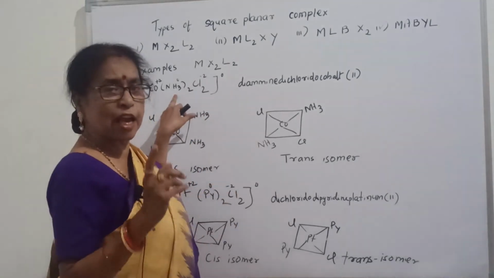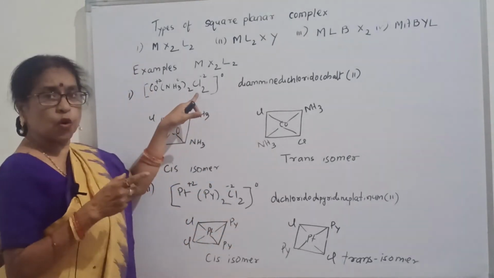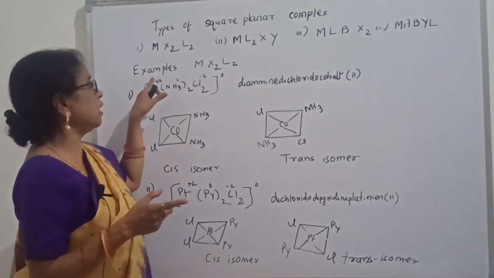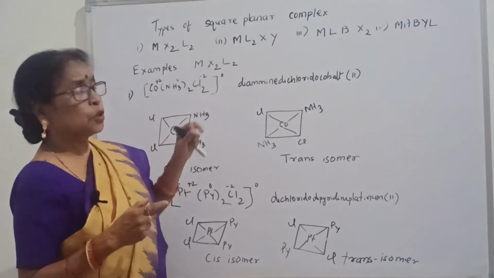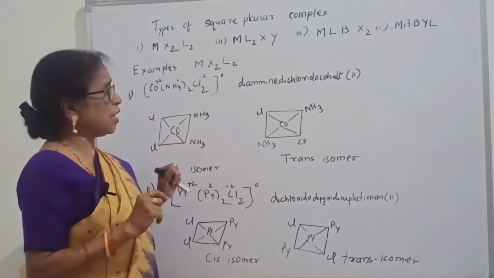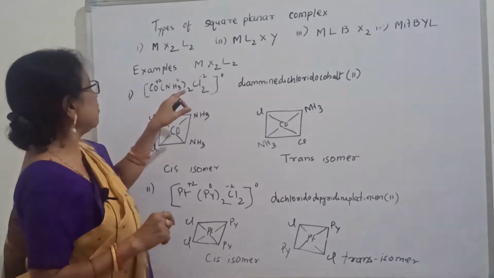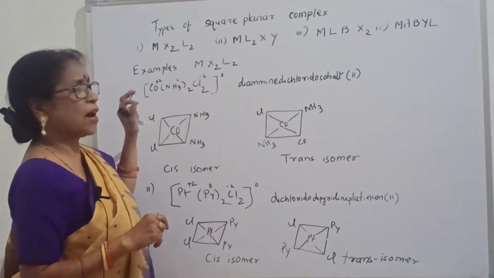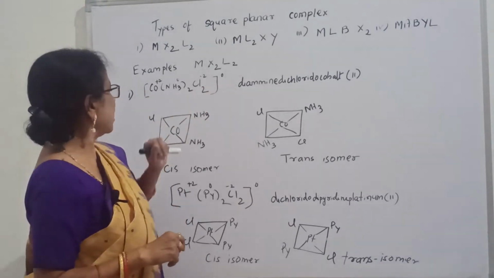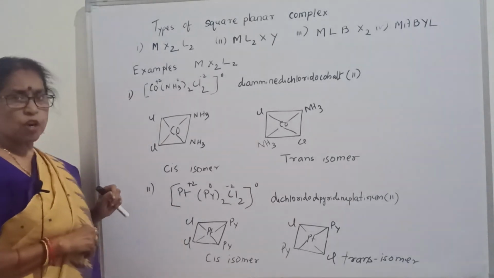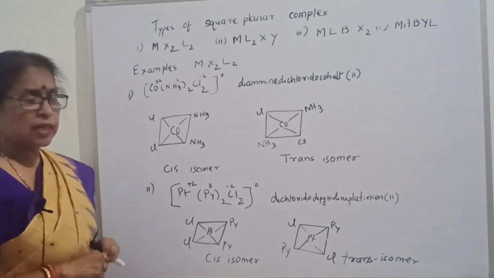Diamminedichloridocobalt(II). Cobalt 2 is the Roman numeral. So, diamminedichloridocobalt(II), and it is a neutral complex. Then come to the structure, the square planar structure.